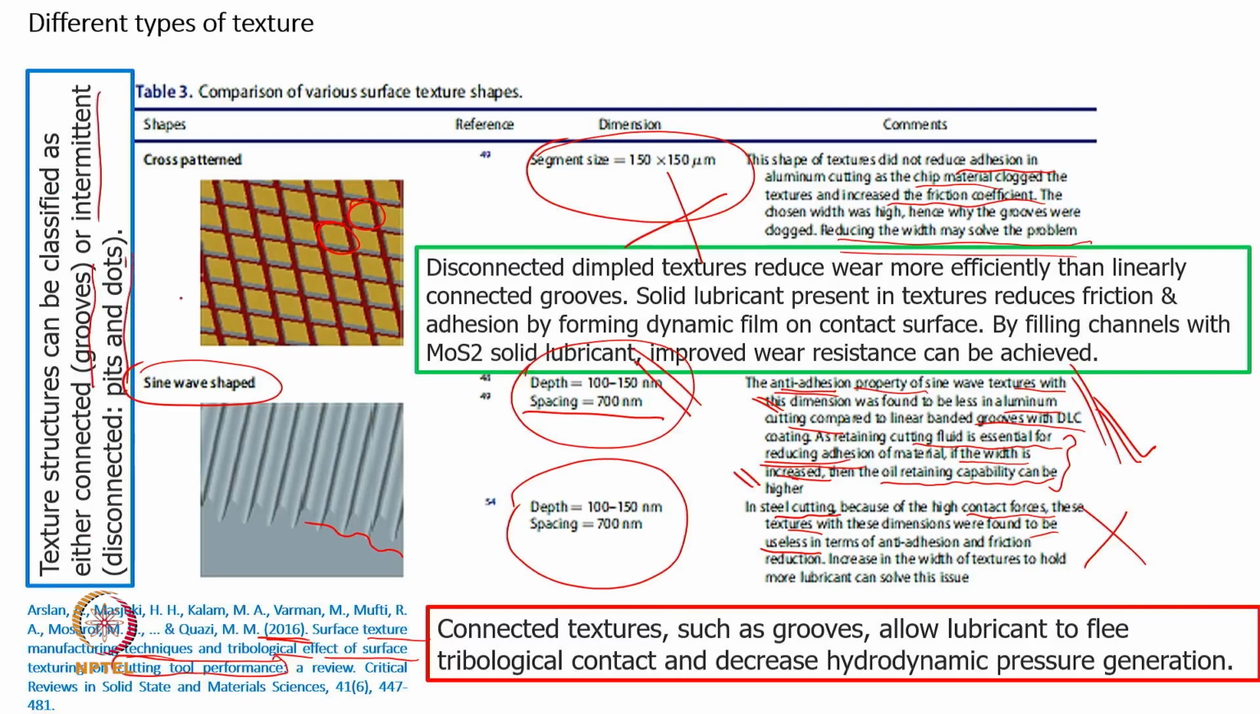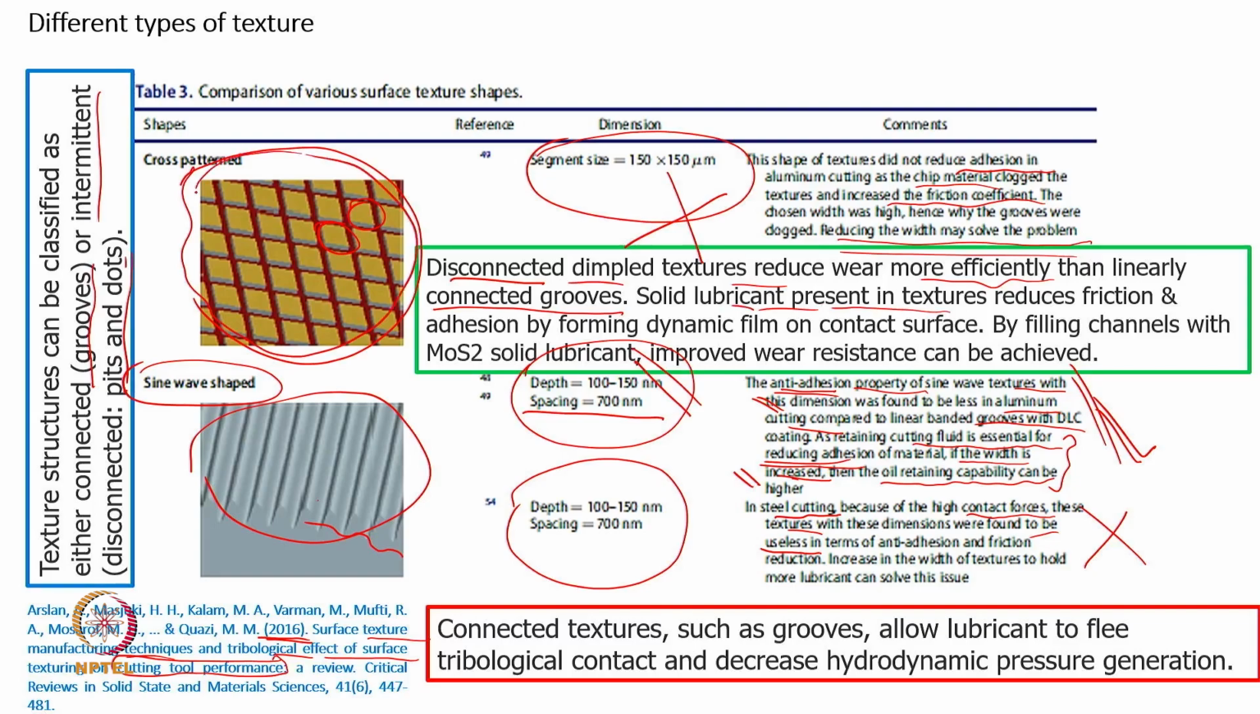pits and dots. So, these are the intermediate ones and these are the grooves. We can divide into disconnected dimples, and the way for that we will show in the next slide. Disconnected dimple texture reduces the wear more efficiently than linear connected grooves. So, this groove will have a slightly higher wear rate compared to the disconnected texture, and sometimes we are able to see this texture.